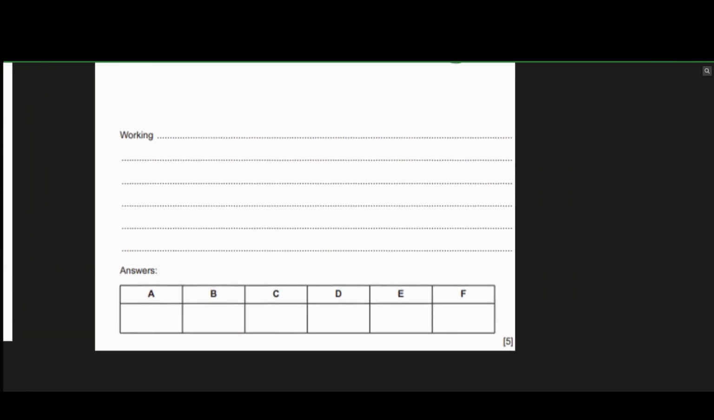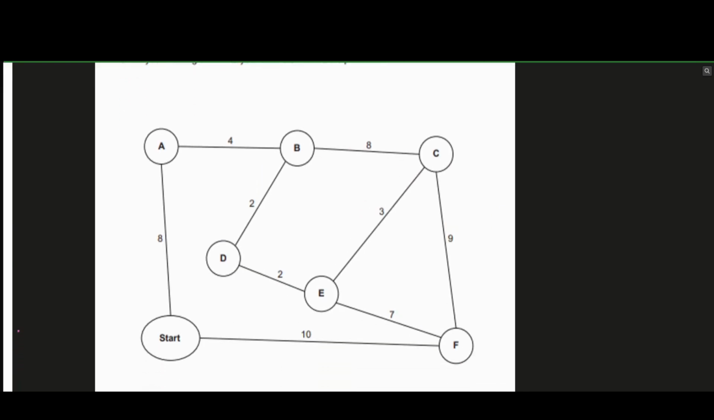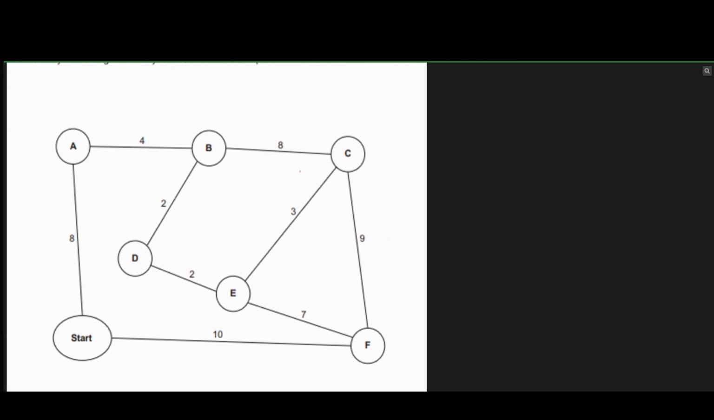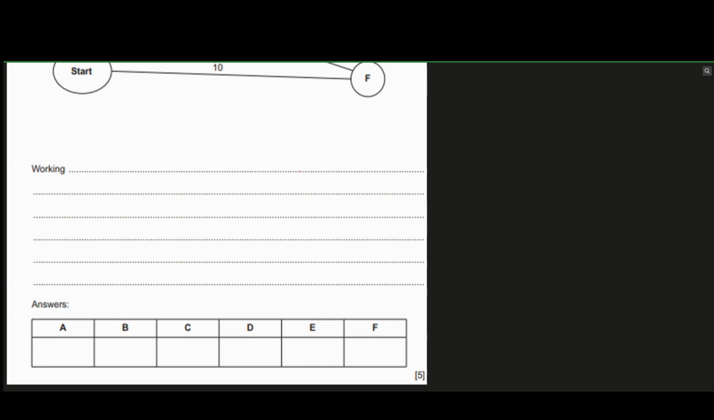Now we're going to be looking at Dijkstra algorithm. Dijkstra is very important. It is also slightly complicated, so do understand that. Let's get started. We again need to find the shortest distance between start and each of the destinations in the diagram using Dijkstra algorithm. So we need to find A, B, C, D, E, F.